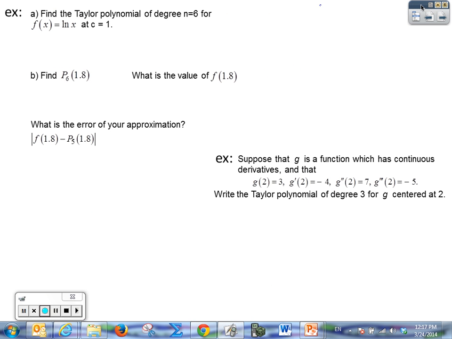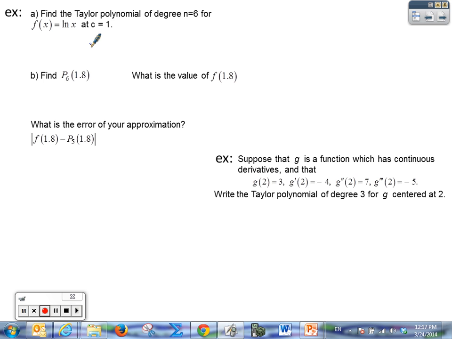All right, on this one, we're looking for a Taylor polynomial of degree n equals 6, a 6th degree Taylor polynomial that is centered at 1, c equals 1. All right, so same technique as we used for the Maclaurin. We're going to have to find, actually in this case, the first 6 derivatives, and then we're going to have to evaluate them at 1. Okay, not at 0 this time, but at 1.